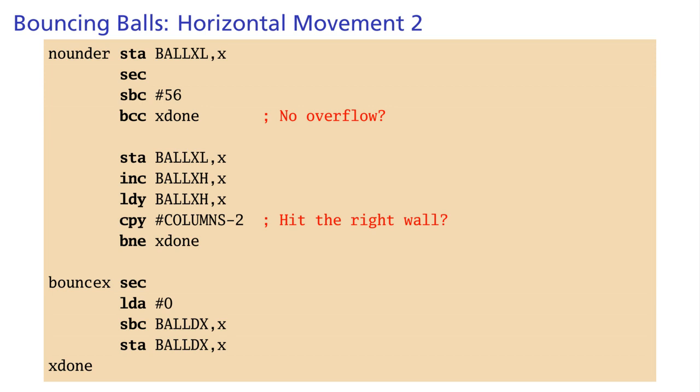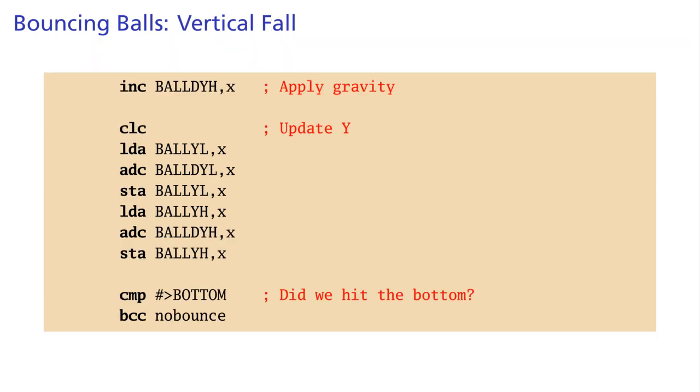Note that this all assumes the ball isn't moving too fast horizontally, which I ensure when I generate the initial velocities. I also use a pair of bytes to represent the vertical position, but encode them more simply. The high byte in ball DYH is the row number. The low byte in ball DYL represents fractions of a pixel vertically. The vertical code starts by applying gravity, which increases the vertical velocity by 1 pixel per update, then adds this to the current vertical position. This sequence of instructions is standard for adding 2 16-bit numbers. Finally, I check to see if the vertical position has exceeded the bottom.